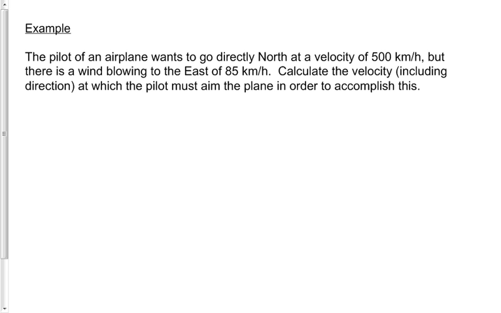This one says, the pilot of an airplane wants to go directly north at a velocity of 500 kilometers per hour, but there's a wind blowing to the east. We want to know where the pilot's got to aim in order to accomplish this. This is like the example that I was telling you about the other day, right?